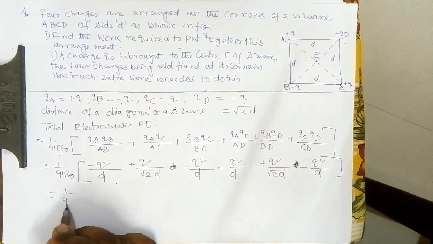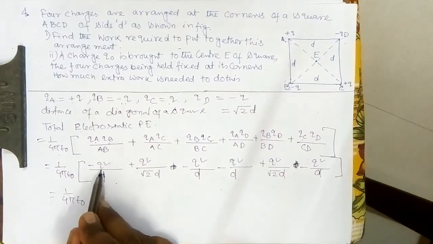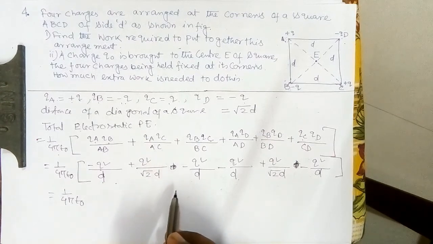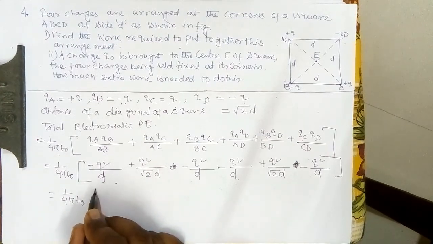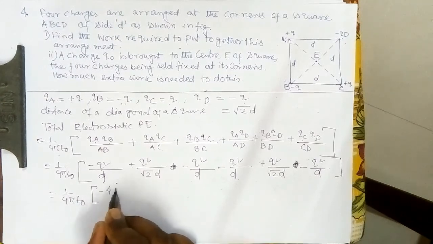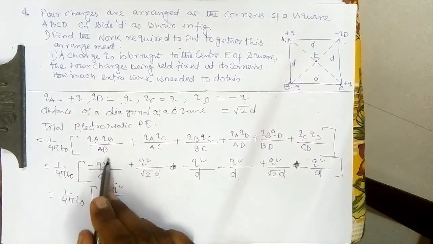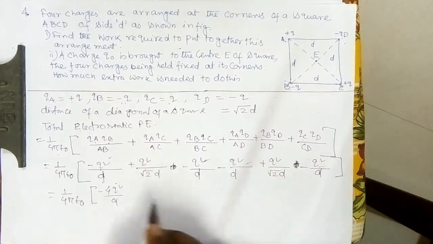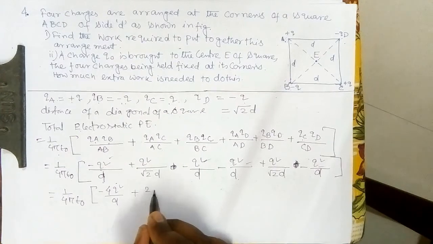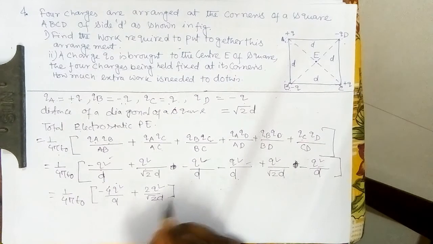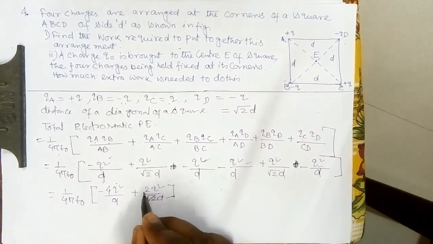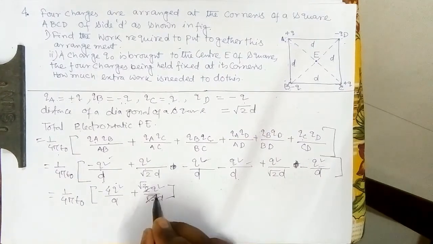So it is 1 by 4 pi epsilon naught. So minus Q square by D, here also minus Q square by D, here also minus Q square by D. So we have to make it minus 4Q square by D. 1 2 3 4, and here it is plus 2Q square by root 2 into D. Okay, so here you see root 2 and 2 cancel out. It is root 2 into Q square.